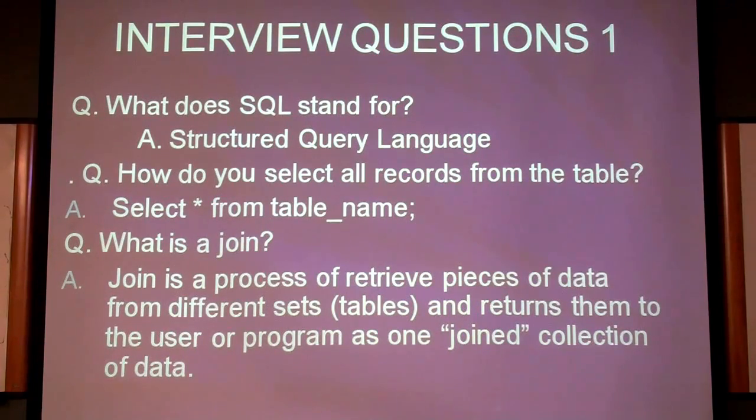What is a join? A join is a process of retrieving pieces of data from different sets, tables, and returning them to the user as if it's located in one table. Basically, grab information scattered across multiple tables in one statement, okay? Because you can retrieve this information in several steps, but that's not the whole point. The point is just to have one statement, okay?